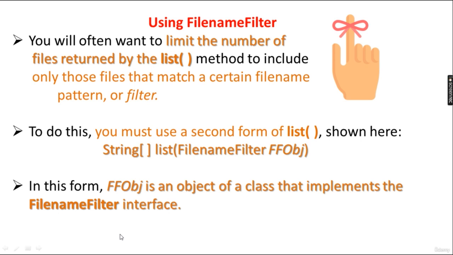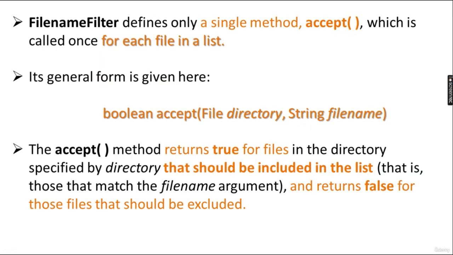So you must use the second form of list, the FilenameFilter object. A filter object is an object of a class that implements the FilenameFilter interface, so that it will tell which type of files you have to extract. It has only a single method, accept, which is called once for each file in a list. So FilenameFilter is the interface, and it has only one method called accept.